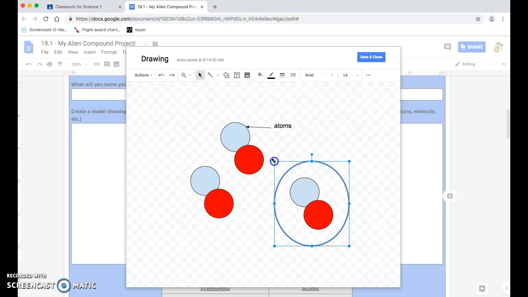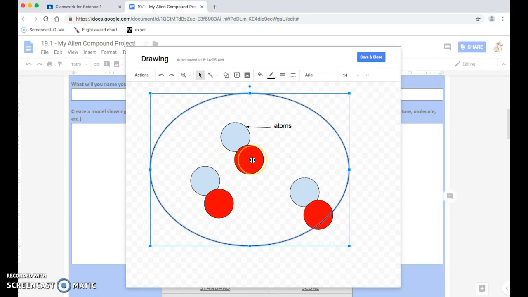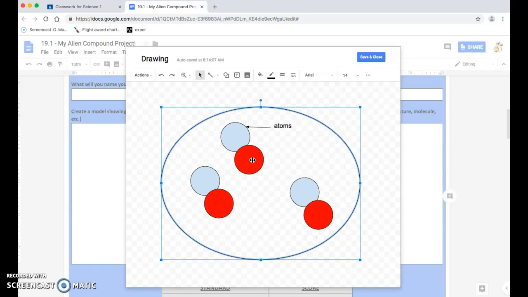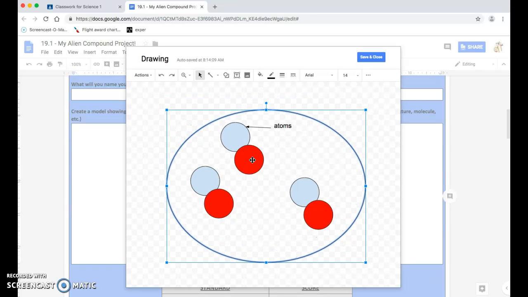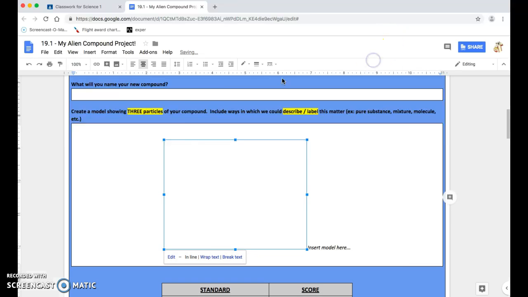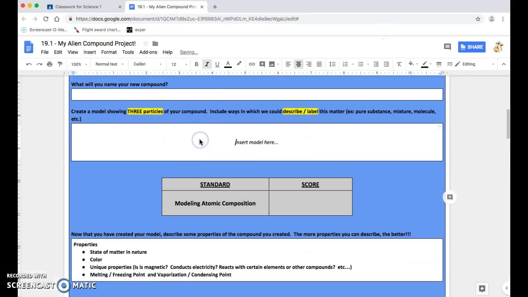Or maybe you can expand your circle to include all of them in one place, and you might be able to say, oh yeah, this is a pure substance or a mixture, whatever it is. We just want to make sure that we have 3 particles of our compound in there. So that's what you have to do for that part 1. Again, make sure that you're describing or labeling the matter using words within the actual drawing itself.